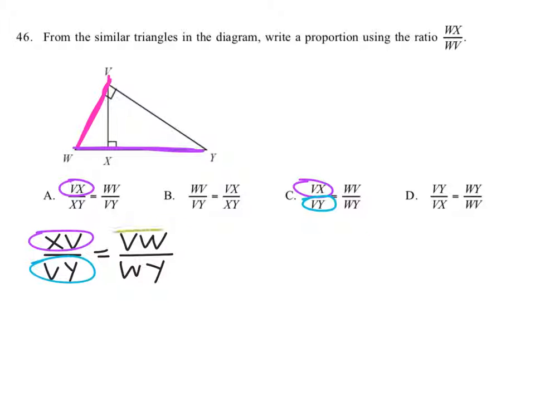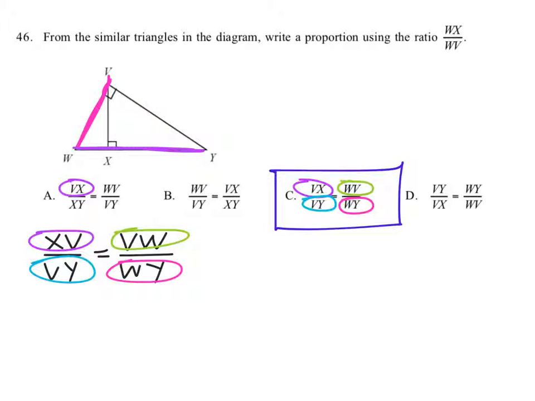Okay. What else we got? We've got VW here, and this is WV, but it's the same thing, over WY, and this is WY. So it is choice C. Hope you can see why I say that it's choice C.